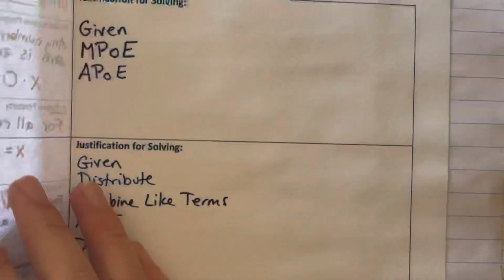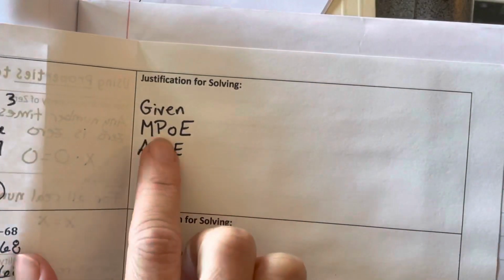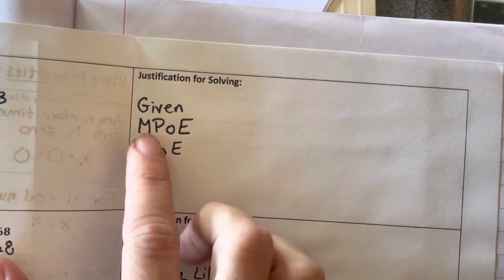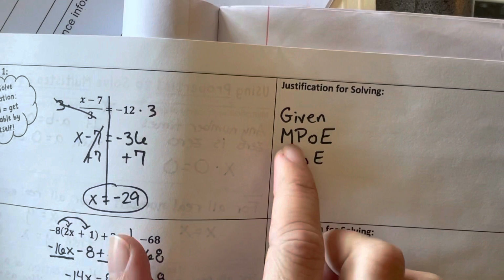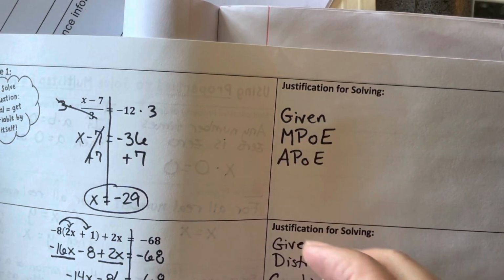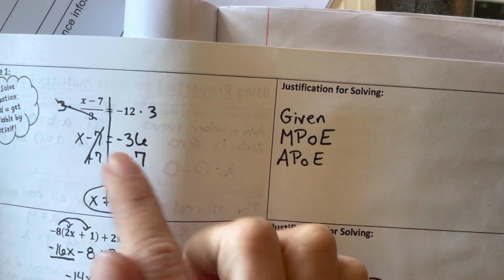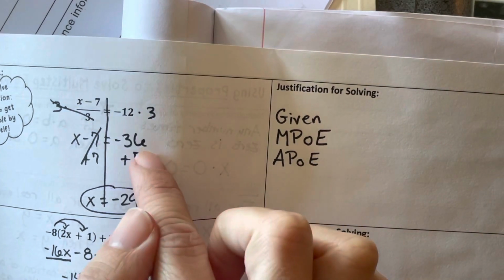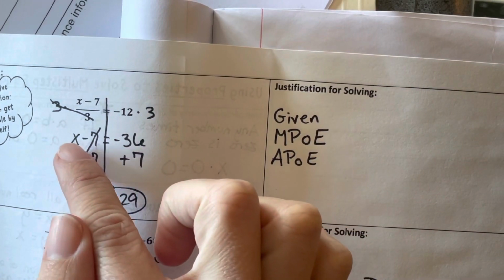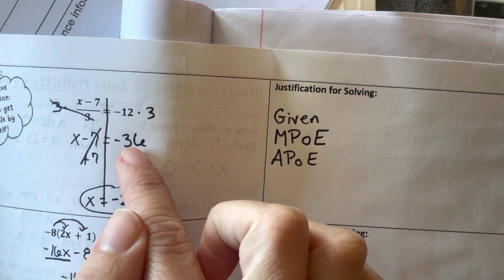Now, I shorthanded it here, the multiplication property of equality, the MPO. But that's the second step. That's the second thing after we're given the problem. That's what we're using to solve. So we write down that property. We just need to be able to name the properties as we go. Now, once we multiply each side by 3, it cancels over here, and over here we get negative 36. Now we have x minus 7 is equal to negative 36.